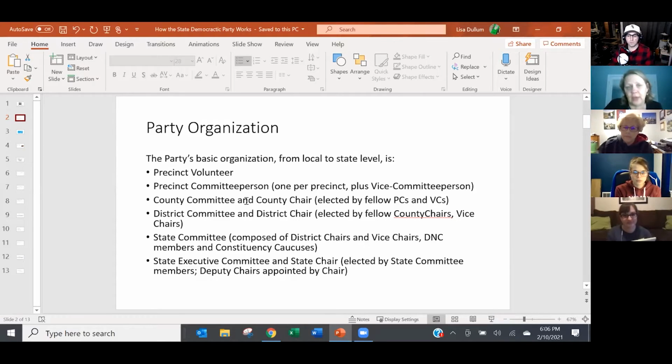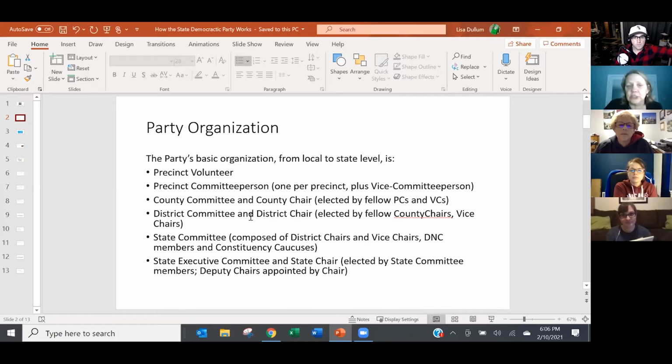So in Tippecanoe, Heather Maddox is our county chair. Then we have a vice chair, Steve Snyder. Michelle Richardson is our treasurer, and Michelle Wheatbrock is our secretary. They are elected by the precinct committee members and the vice precinct committee members every 4 years, and I'll talk about that in more detail as well.